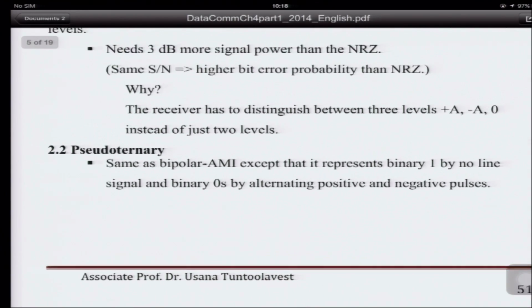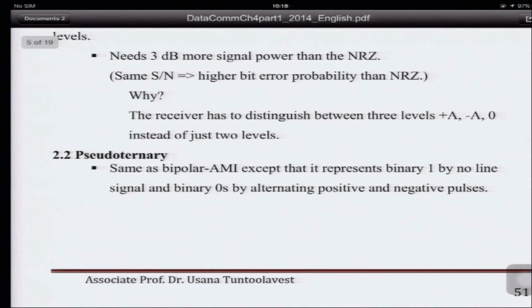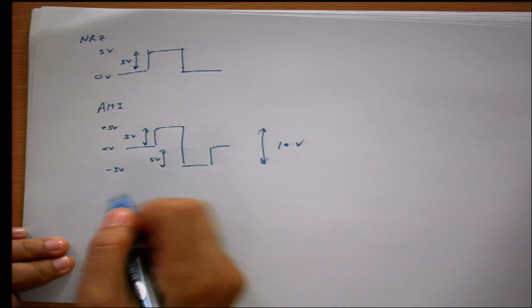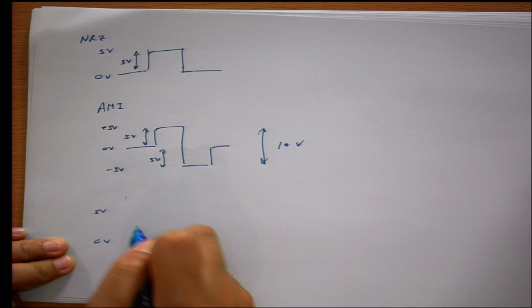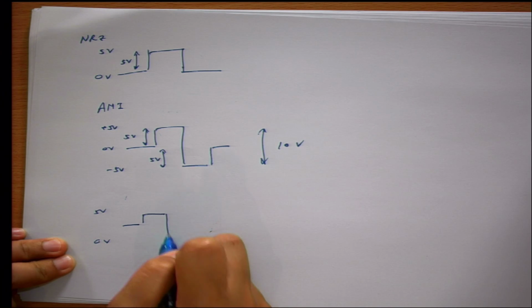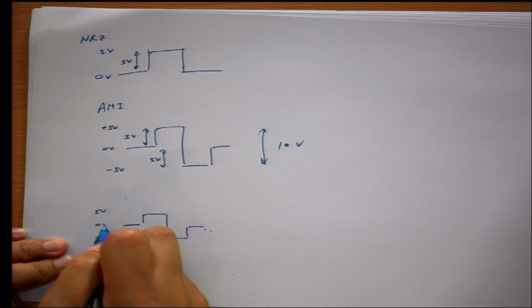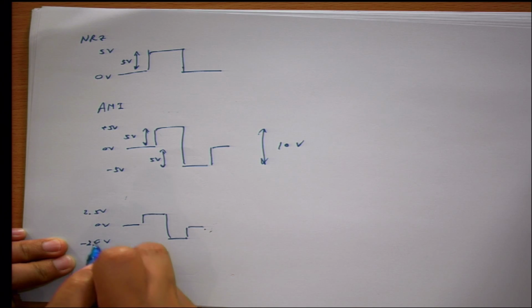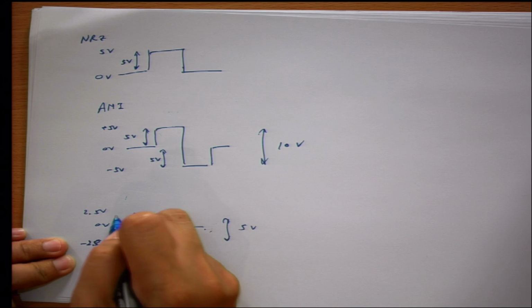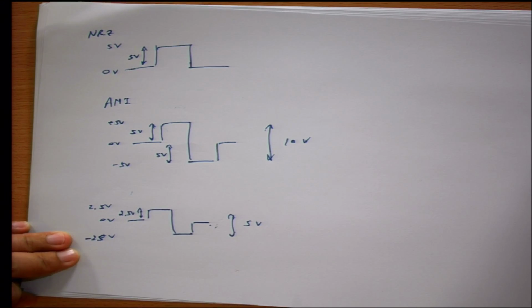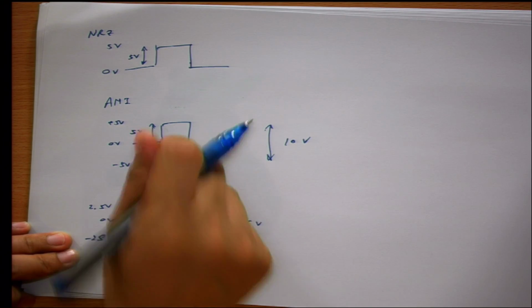Because the receiver has to distinguish between the levels, plus A, minus A and 0. If you use AMI and you have from 0 volt to 5 volt, you will get something like this. Let's say 2.5 and minus 2.5, so you have a total of 5 volt. But the difference between the 2 levels is only 2.5 volt, which is not as good as this one.